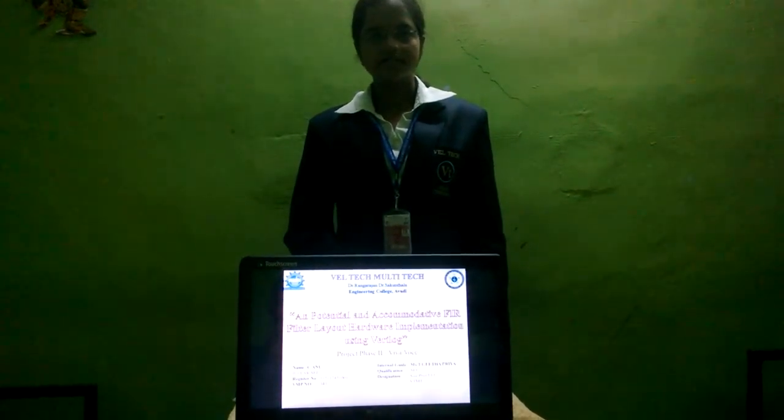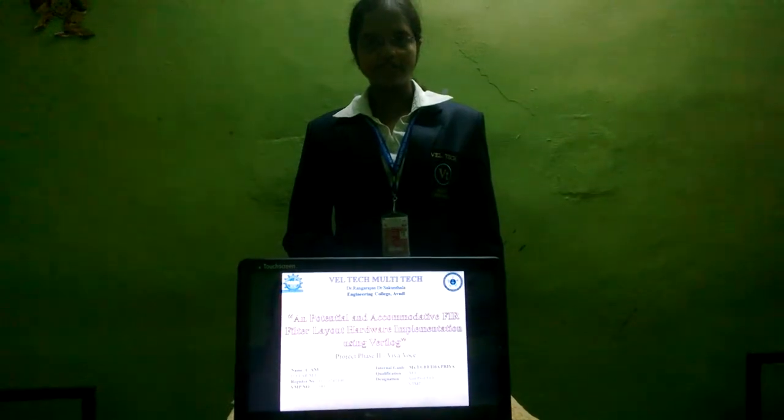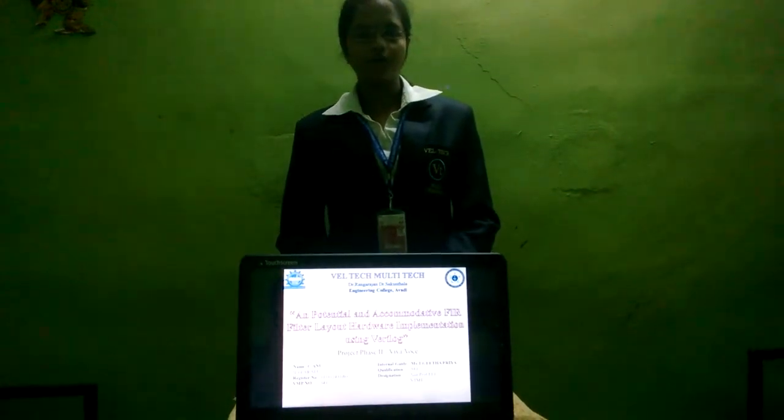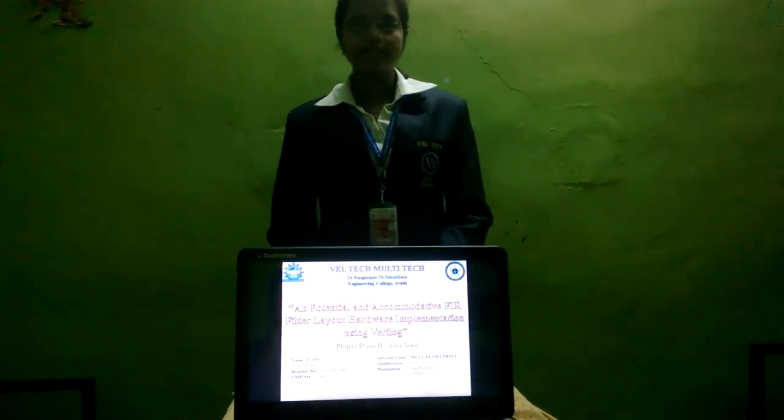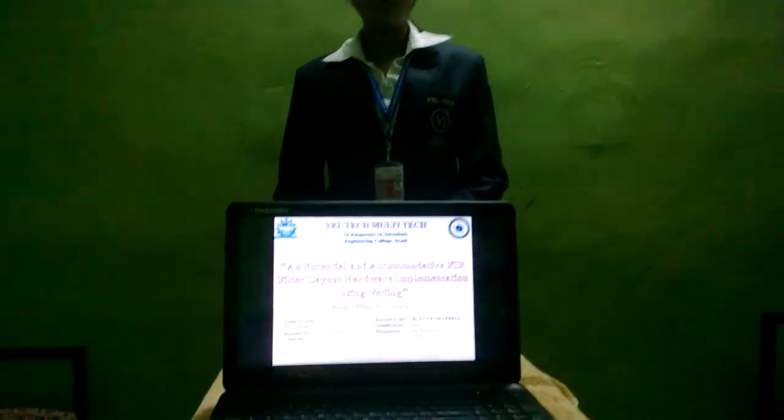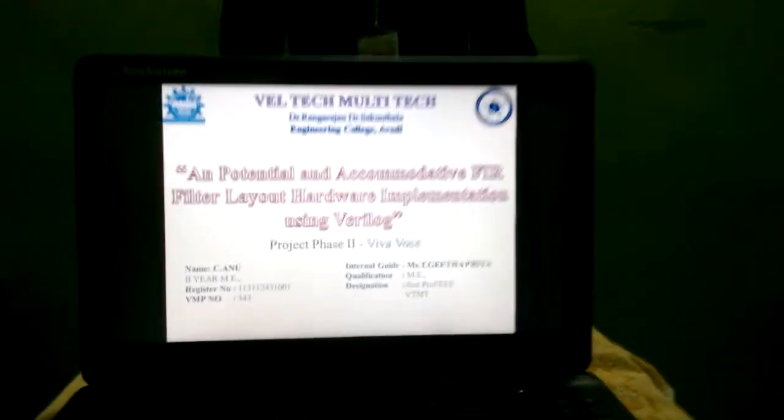My project title is An Efficient and Adaptive FIR Filter Layout Hardware Implementation Using Verilog. It has been guided by Ms. Geetha Priya, Assistant Professor of our department in Vailtech Multitech.